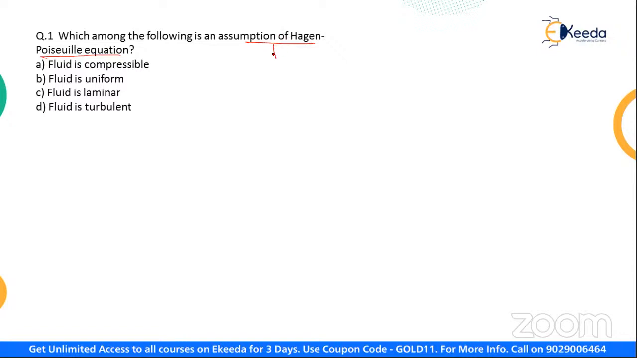Now, whenever we are considering the Hagen-Poiseuille equation, it assumes that the flow is laminar. The flow is assumed to be incompressible, and it is assumed to be a Newtonian flow. If we are considering the Newtonian flow, that means it will not be turbulent, it will not be compressible.